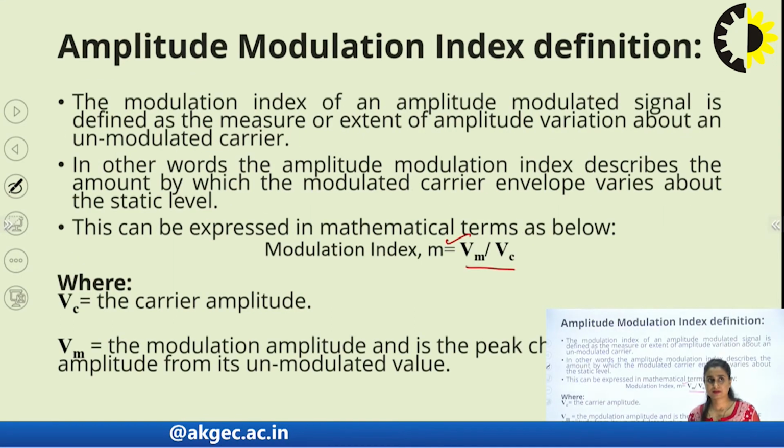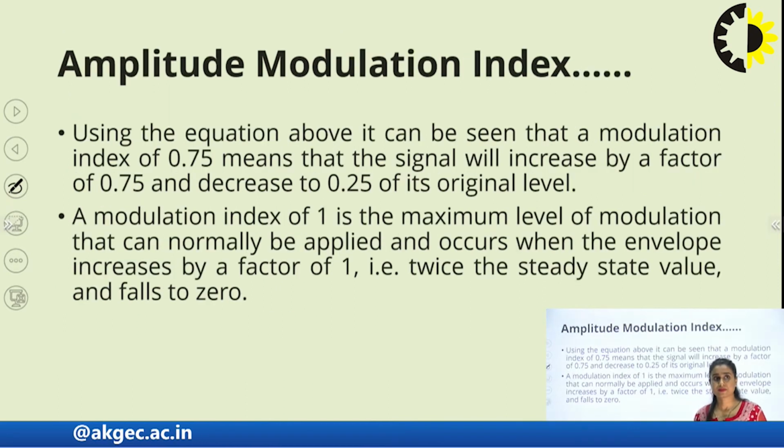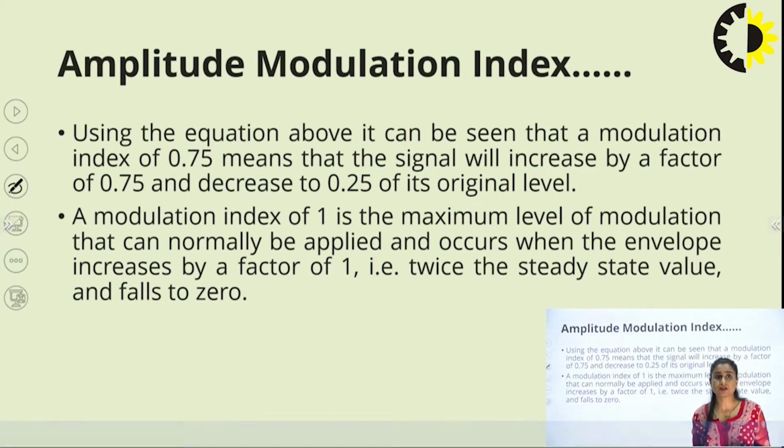Using this equation, Vm by Vc, it can be seen that a modulation index of 0.75 means that the signal will increase by a factor of 0.75 and decrease by a factor of 0.25 from its original level. A modulation index of 1 is the maximum level of modulation that can normally be applied and occurs when the envelope increases by a factor of 1. I'll show you the picture. If modulation index is below 1, how does my envelope look like? If it is above 1, how does it look like?